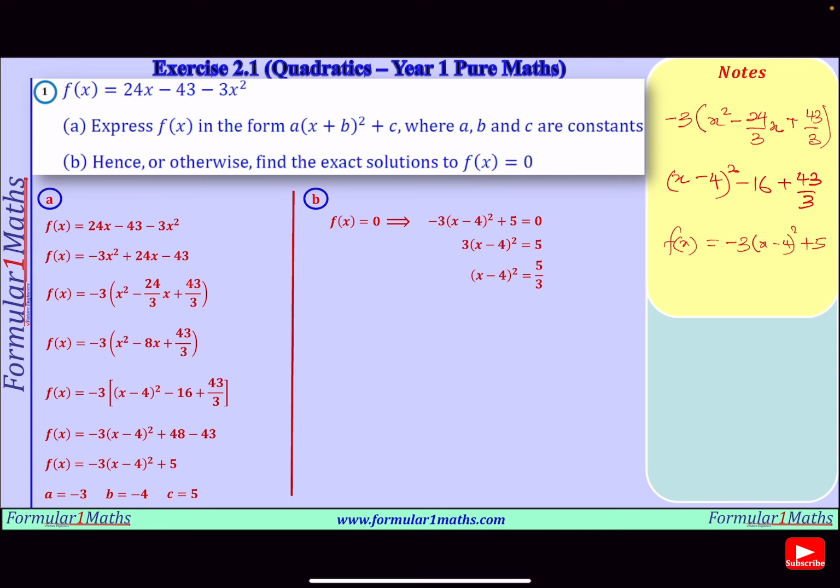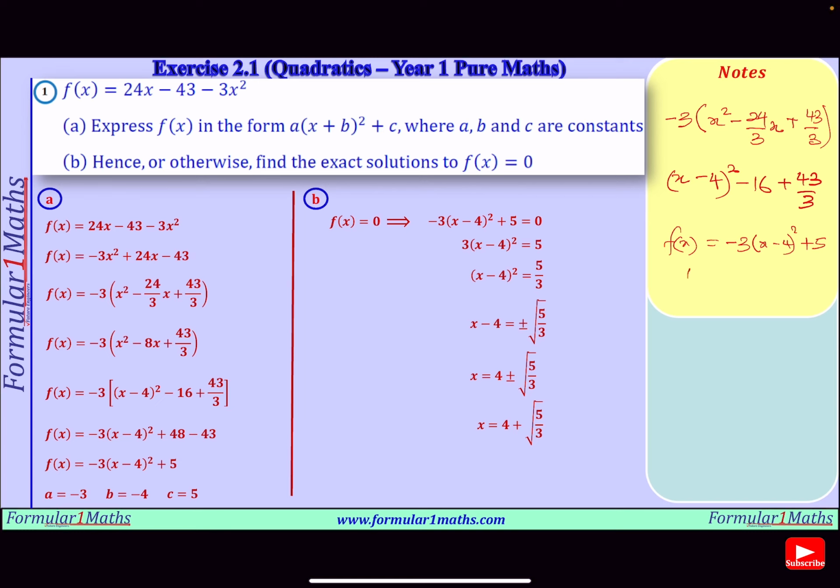I can now find the square root of both sides of the equation, and that will give x minus 4 is equal to plus or minus square root of 5 over 3. But I want x, so I'll take minus 4 to the other side, and I'll get x equals 4 plus or minus square root of 5 over 3. So these are the two solutions. So the first one is x is equal to 4 plus square root of 5 over 3.